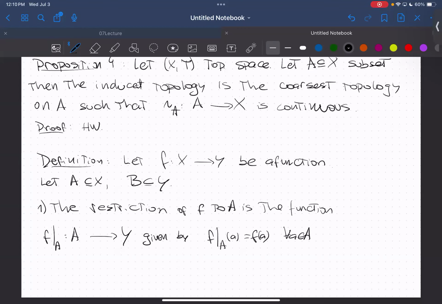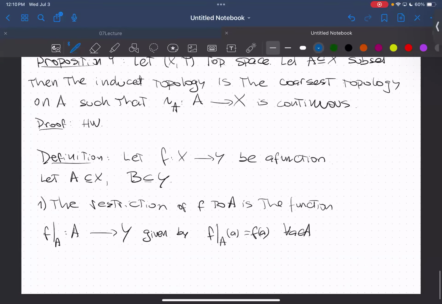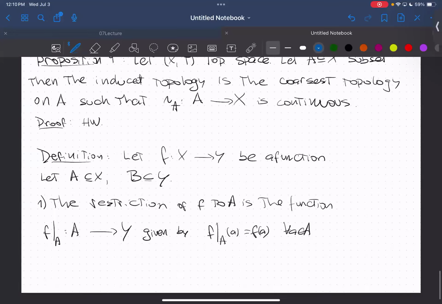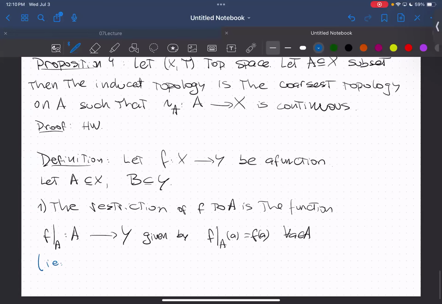So this is kind of too complicated. I don't think there's too much going on here. I mean, it's mostly notation, but how do we express this more clearly? In other words, this F restricted to A is this composition. Go from A to X with our inclusion, and now apply F. And that's what's actually going on.